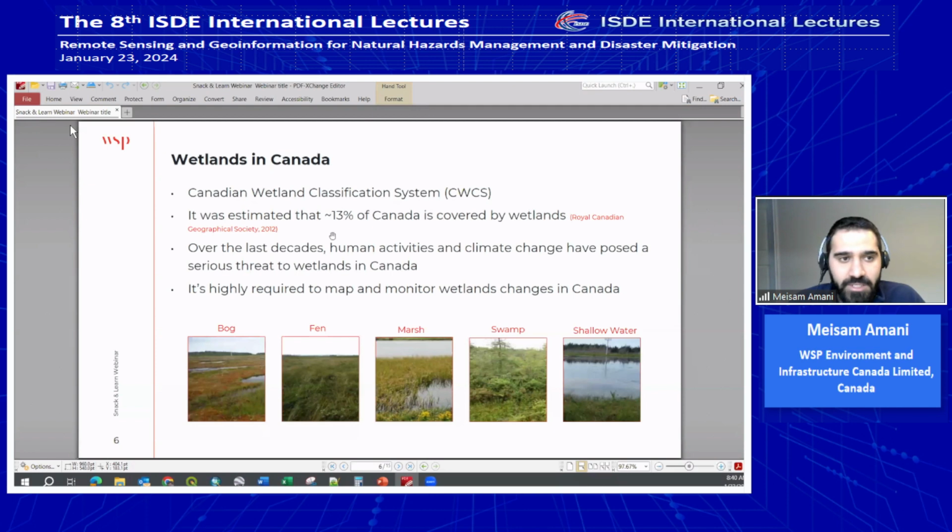And when we say advanced technology, remote sensing and cutting-edge AI models are part of those advanced techniques. Actually, this presentation is going to provide you some information on wetland mapping in Canada using AI models and different remote sensing datasets.